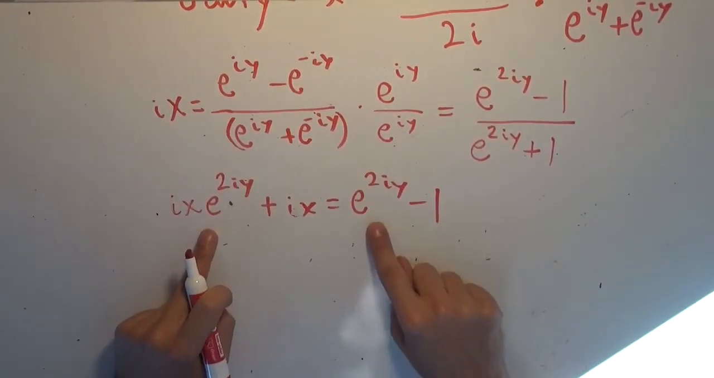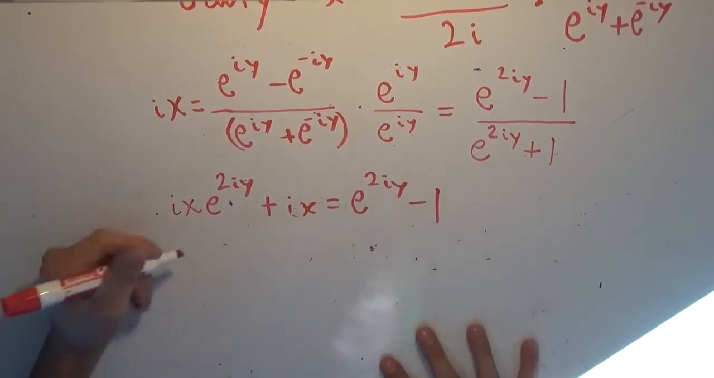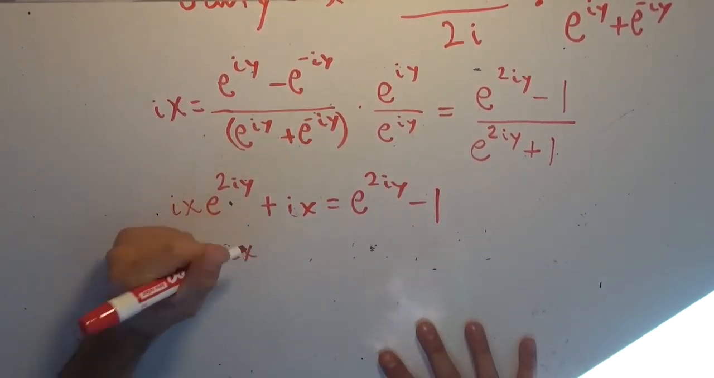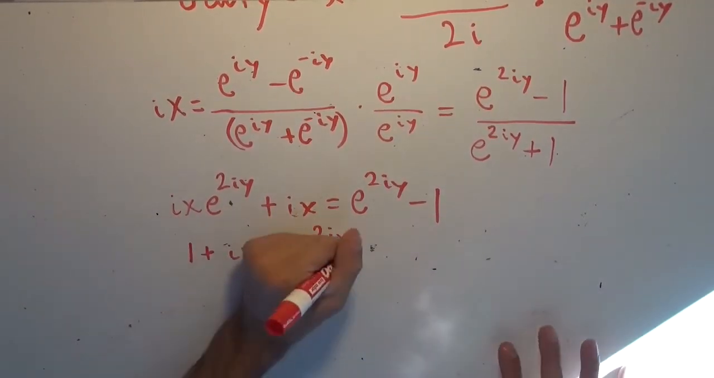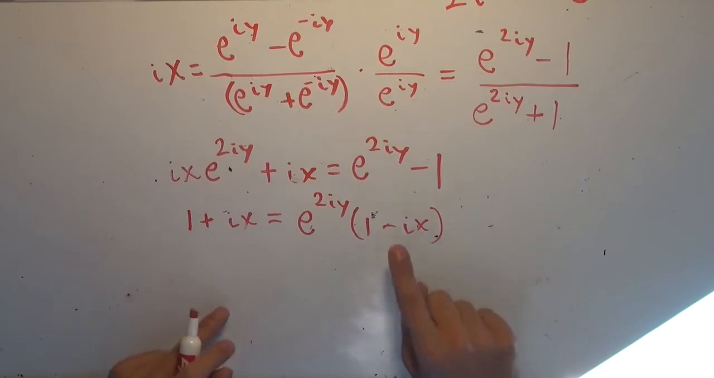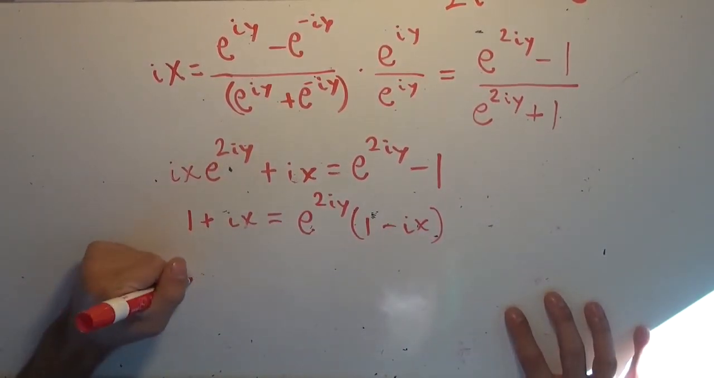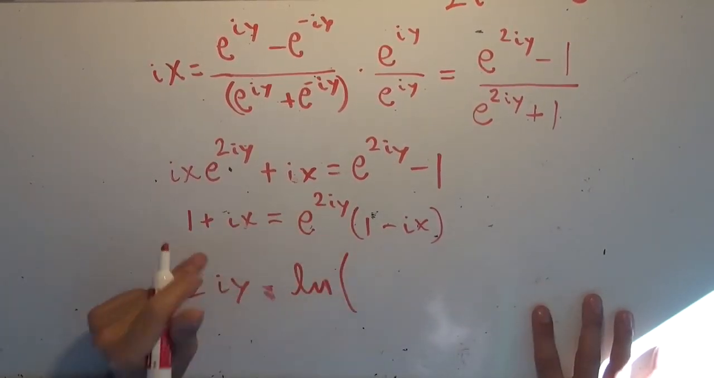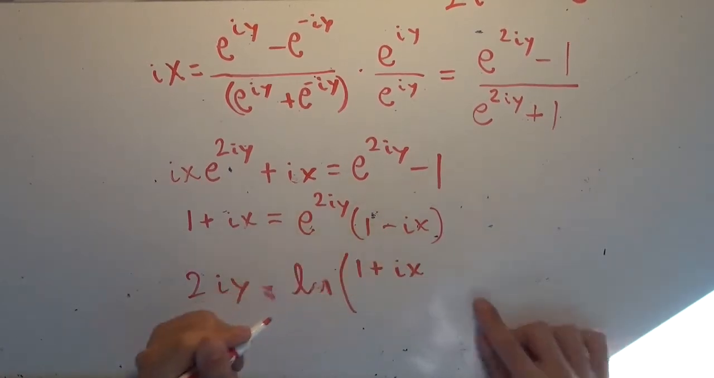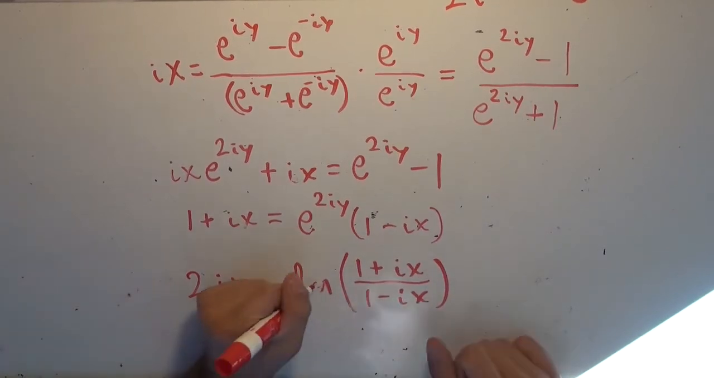So now I'm going to simply combine these two like terms together, and I'm going to subtract that term over and then add the 1 over. So we get that 1 plus ix is equal to e to the 2iy times 1 minus ix. Right? Simple as that. We're going to divide by this term and then take the natural logarithm of both sides. So we get that 2iy is equal to the natural logarithm of 1 plus ix divided by 1 minus ix. So you could do this as the difference of the logarithms, but I'm just writing it as one term.